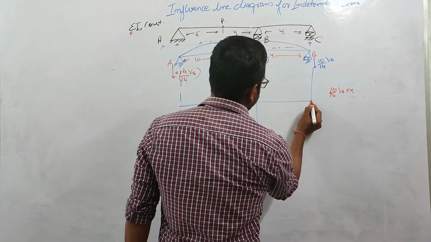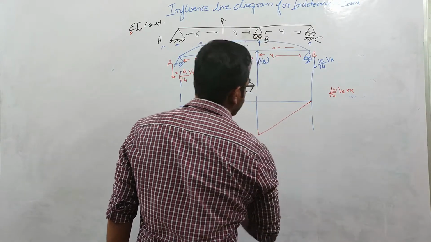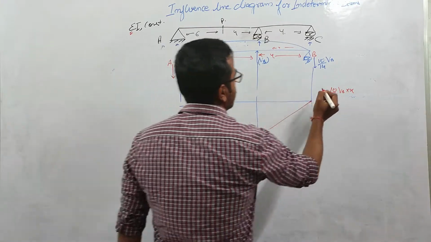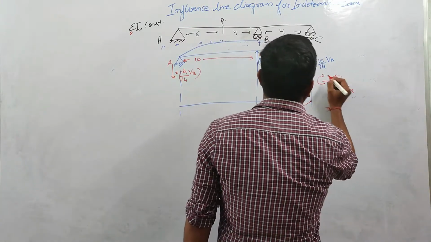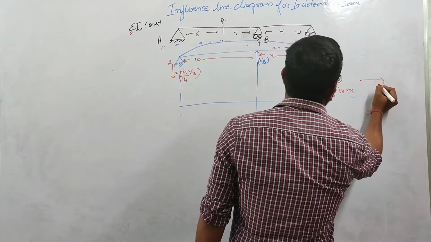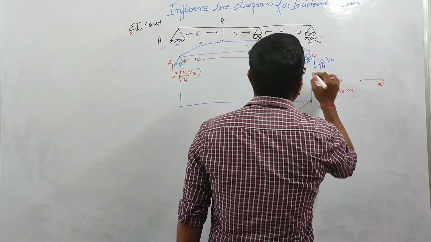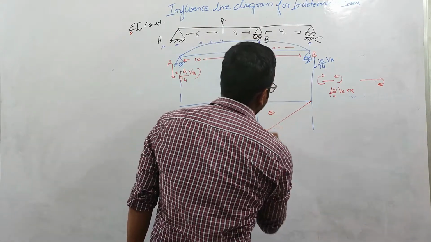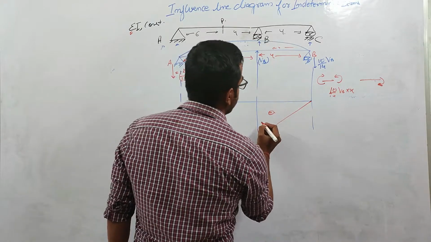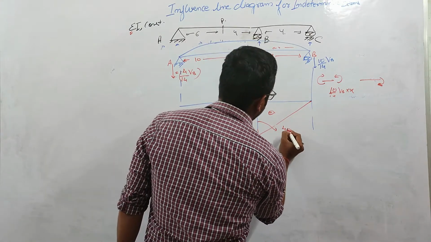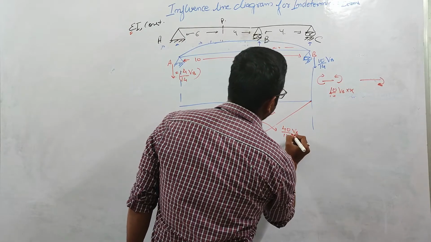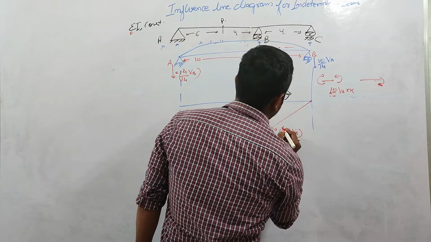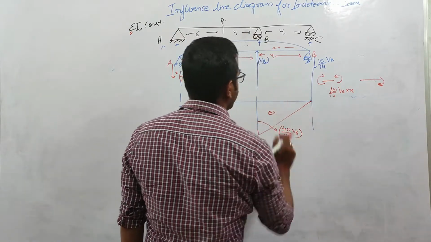So the variation is basically a linear variation, and this will be below the neutral axis because this type of moment we are considering positive. Here the moment is basically clockwise. So clockwise moment from here is basically negative, right? And the value at this point is 40 over 14 into VB. We have already multiplied 10 into 4 into 40, right?